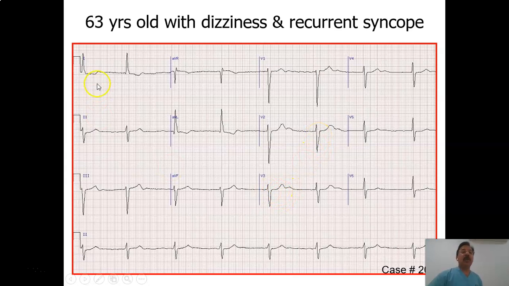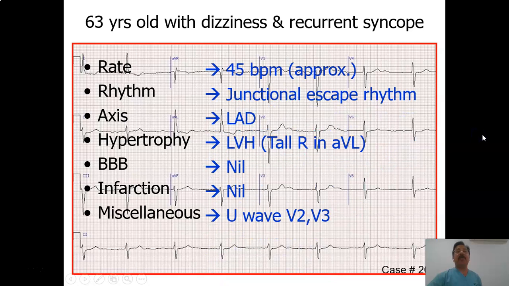ST changes, there is doubtful ST segment depression and T wave downsloping or T inversions in one lead, not everywhere. So probably not very significant, but as the patient has dizziness and recurrent syncope, it's important here. And then there are additional waves. These may be U waves. These are part of bradycardias. So to conclude, this ECG has a rate of 45 beats per minute.